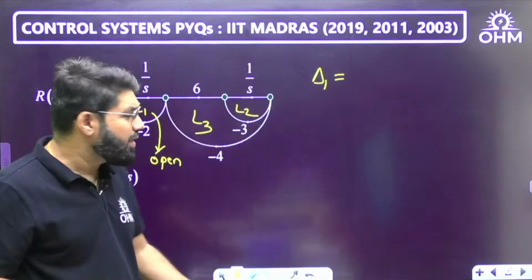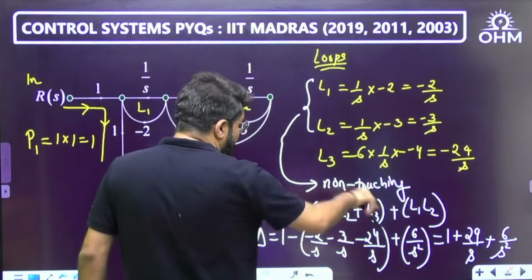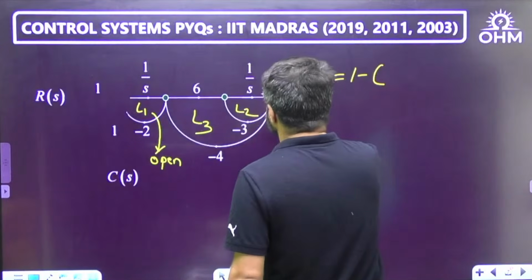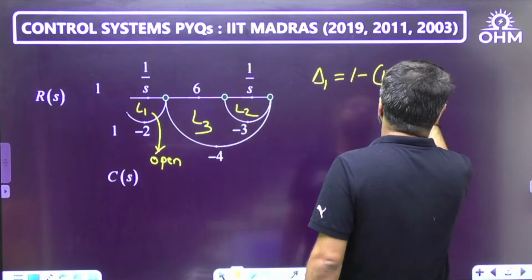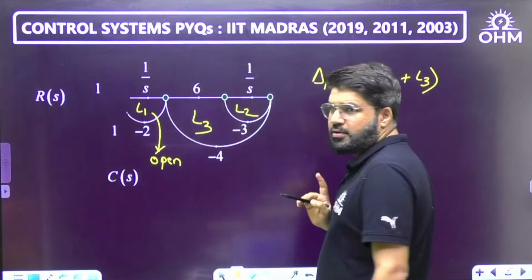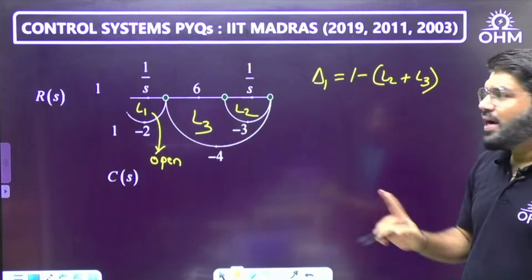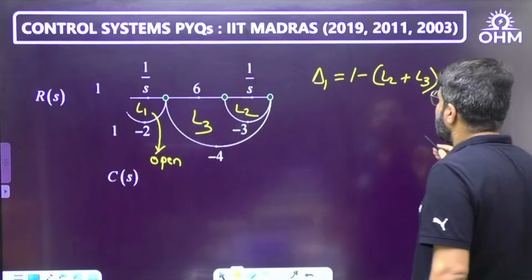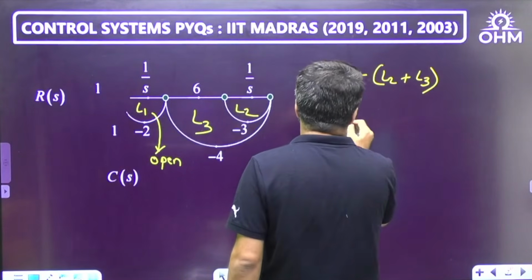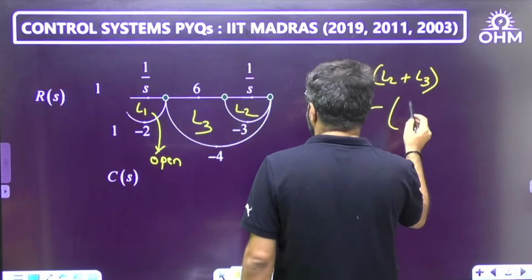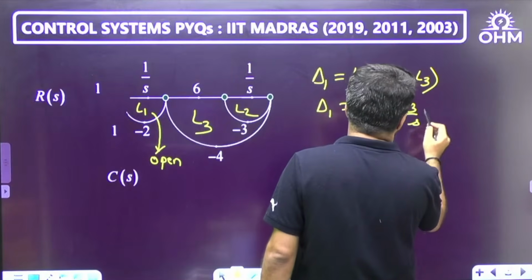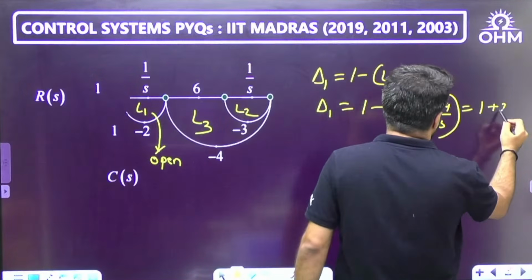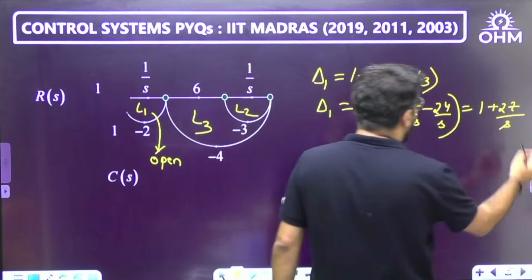And how do we calculate the determinant? What I told you: 1 minus the sum of all the loop gains. The sum of all the loop gains here will be L2 plus L3, that's it, no L1. And L2 and L3 are touching, so the product will not come. So this will be the delta 1, and that is 1 minus, my L2 was minus 3 by S and L3 was minus 24 by S. This becomes a total of 1 plus 27 divided by S.